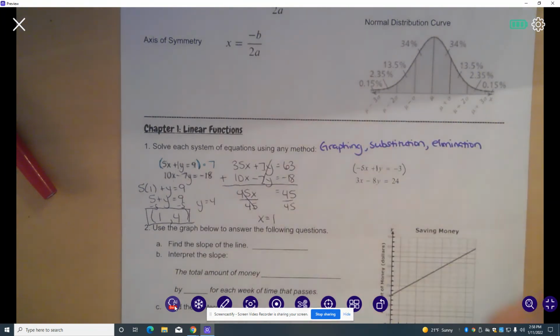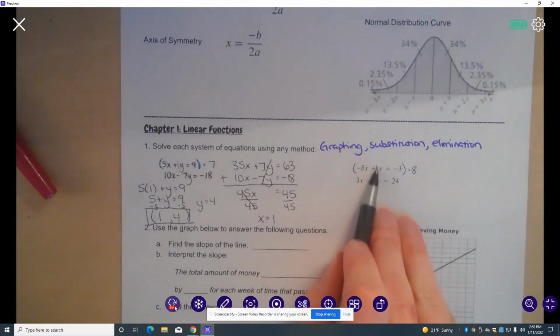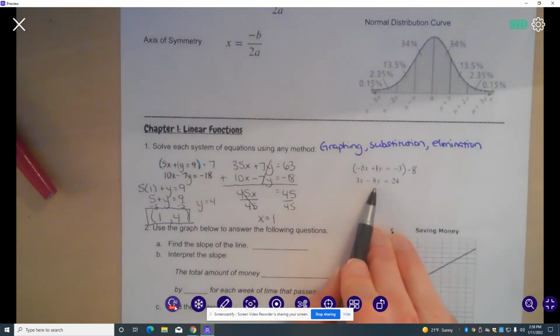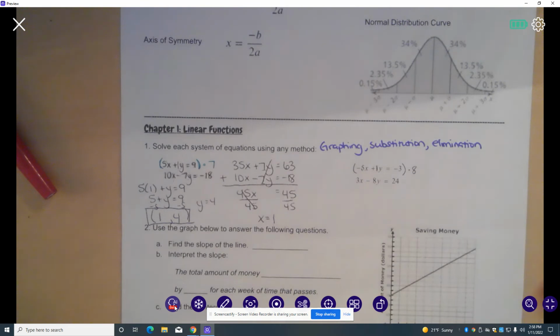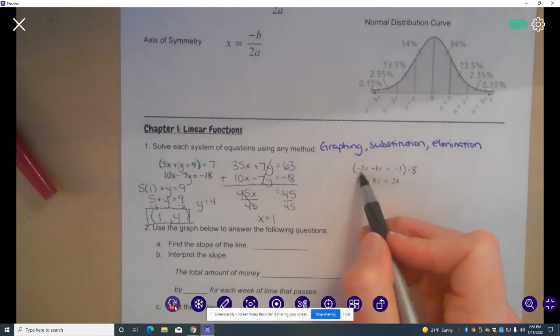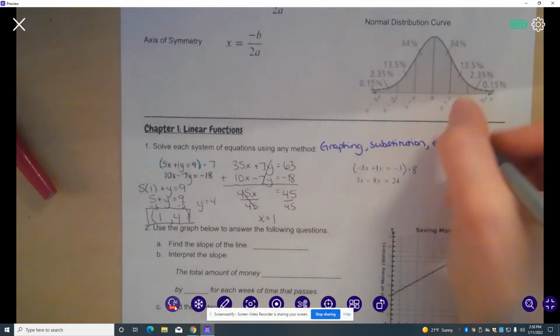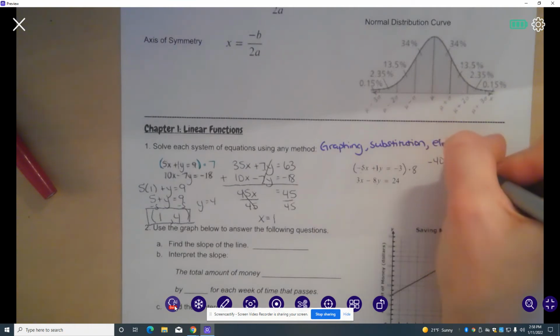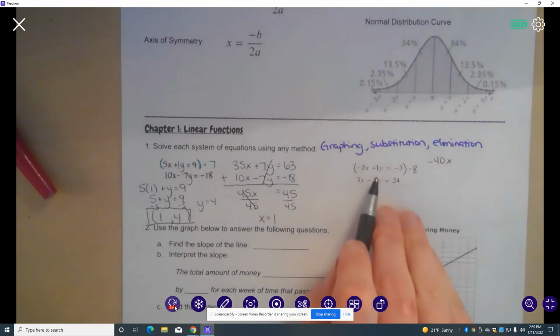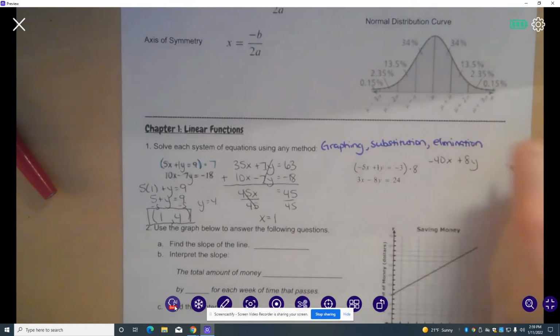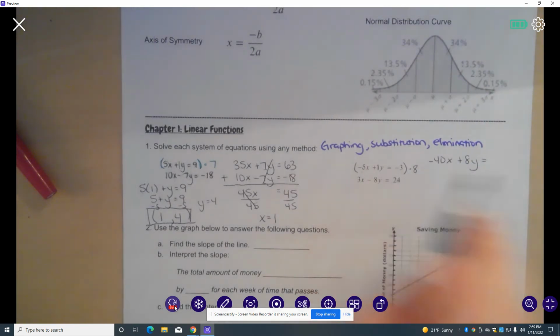If I multiply this top equation by +8, that will make this 8y and this -8y, and that will make them cancel. So I'm going to do that. -5x times 8 is -40x. Then plus 8y. And then don't forget to multiply negative 3 by 8 as well to get negative 24.